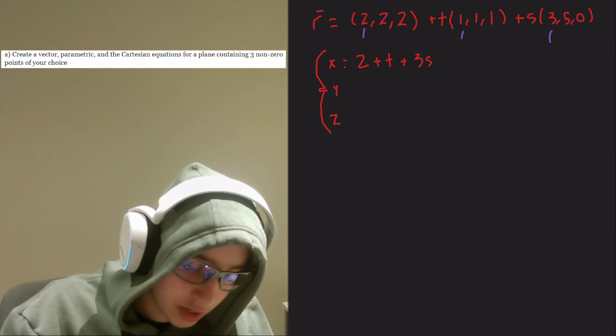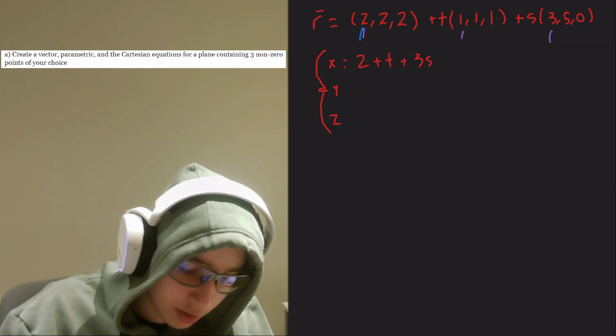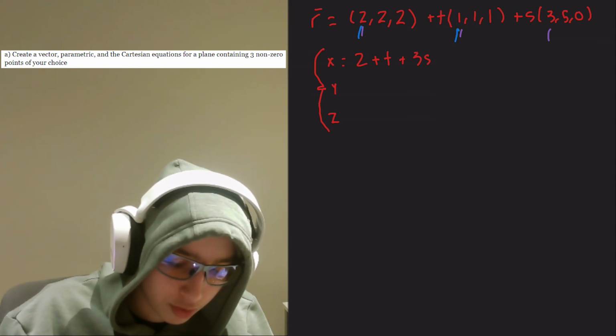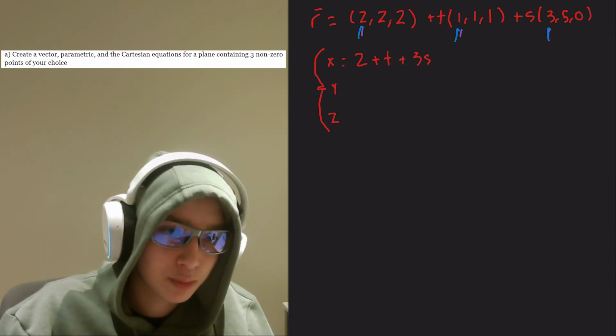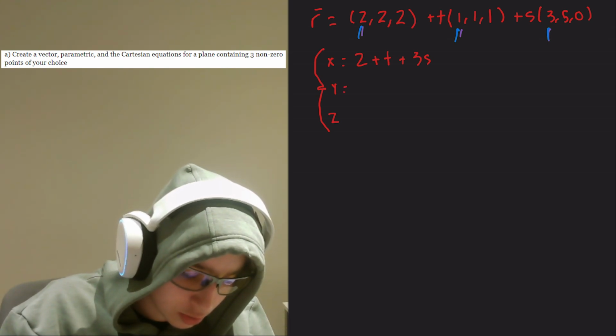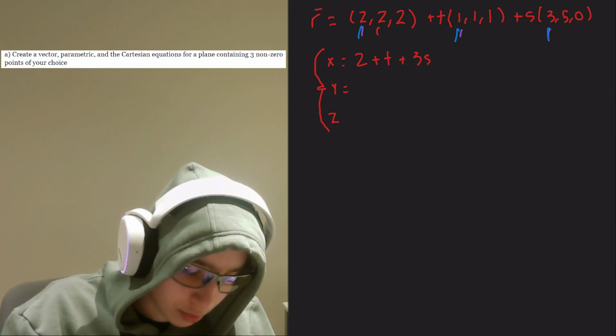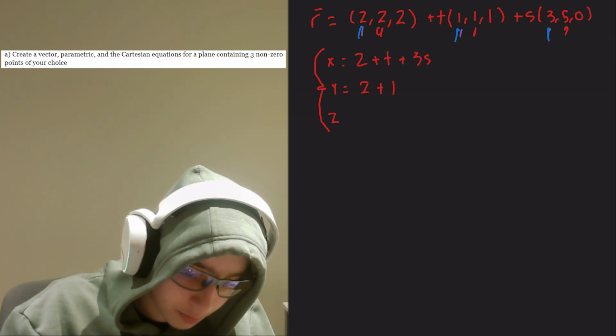So all I'm doing here is I'm just taking the point from here, taking the point from here, and taking the point from here, and just putting it all together into one formula. Just basically splitting it up into its components. So now for y, we'll do the same thing with these points right here, which will give us 2 plus t plus 5s.